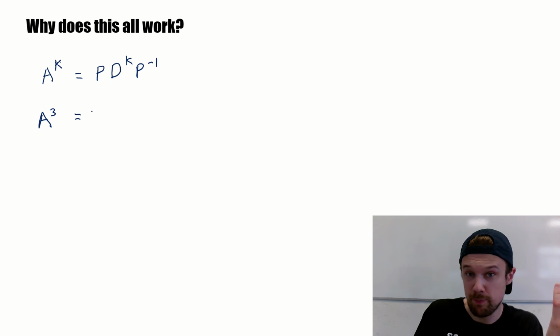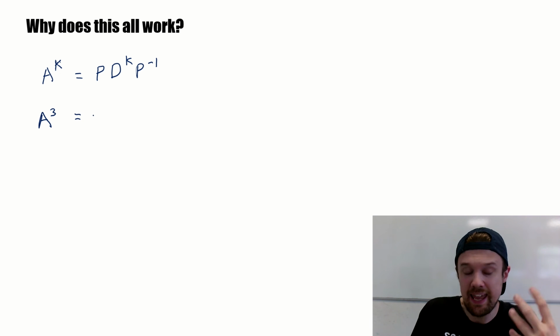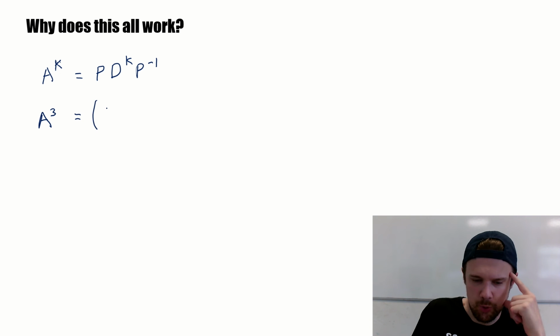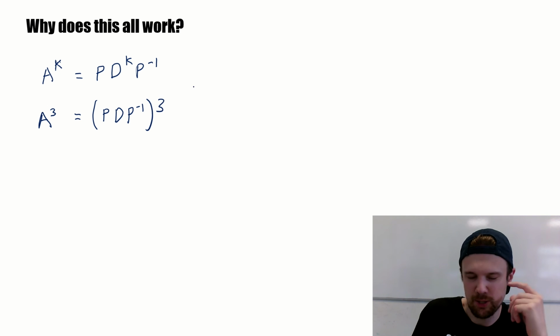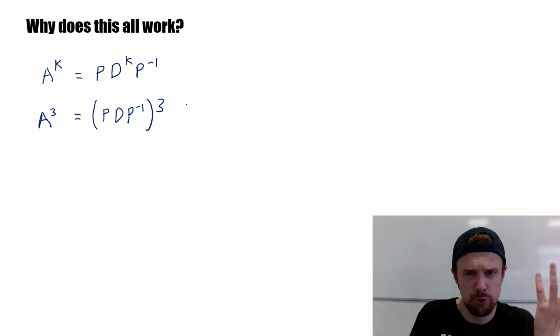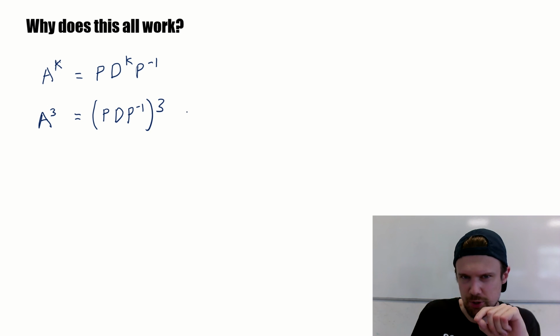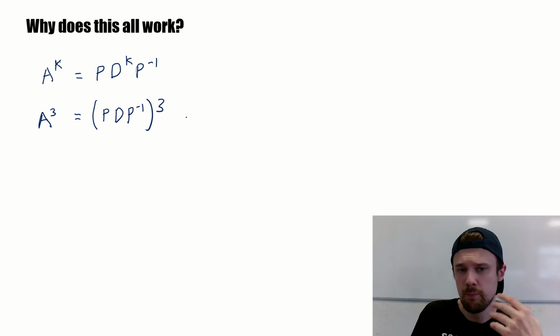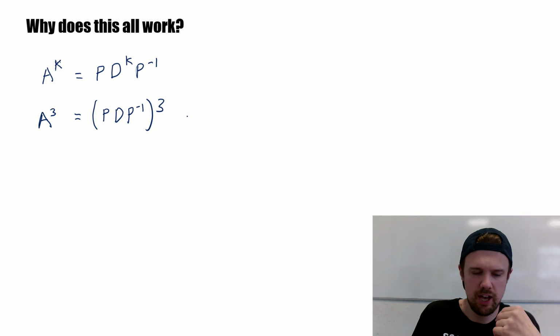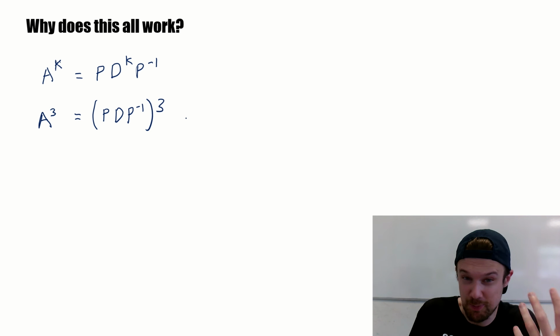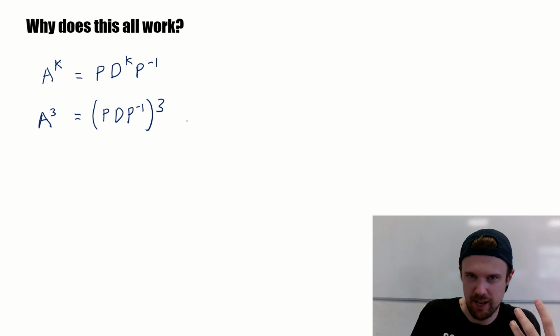Because if you're doing A to the power of 3, and we've already shown that A is equal to P times D times P to the power minus 1, therefore we're taking all of that stuff to the power of 3. Now, unfortunately, we can't just apply index laws here to apply that power of 3 to those three matrices individually, because the order of multiplication matters with matrices.